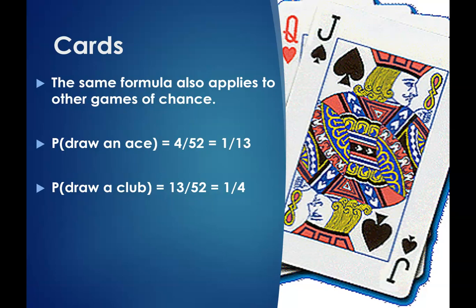Sometimes we do convert to decimal, but for these types of small fractions that we're using for cards and dice and coins, we typically leave it as fraction. Another one here would be draw a club. Probability of that is 13 clubs out of 52 in a deck is 1/4 reduced.